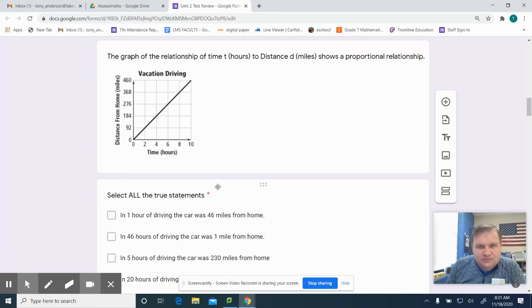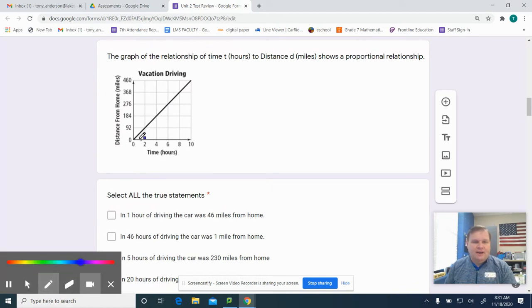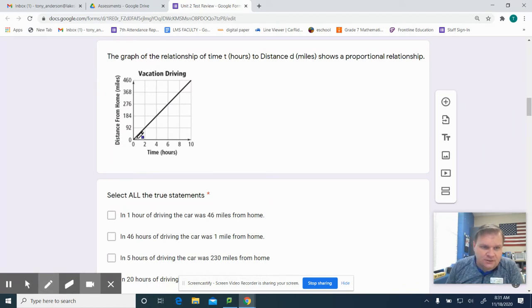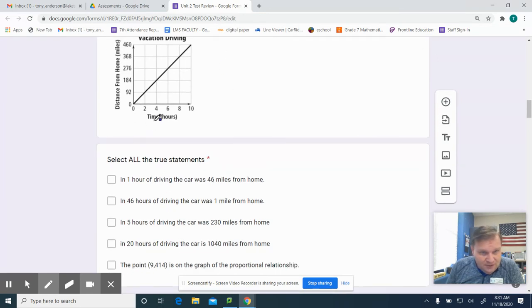On the next question, we have another graph. This is proportional because it starts at 0, 0. It's in a straight line. But it asks us to choose some true statements about this graph. And I want you to notice that the x-axis represents time in hours, and the y-axis represents distance from home in miles. All right. So what we need to do is look for some points. Now, since this is the x, I'm going to make this one the time, and this one's the distance. I see here that it's 2 and 92 as a coordinate that I can have.